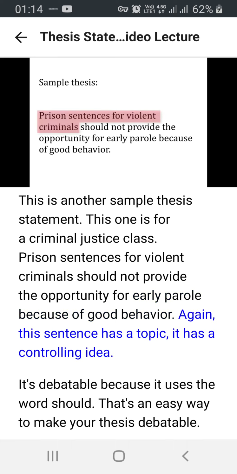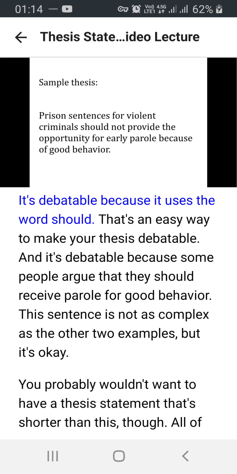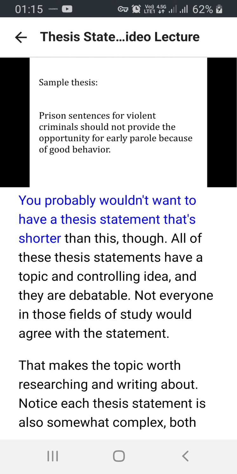Again, this sentence has a topic, it has a controlling idea, it's debatable because it uses the word should. That's an easy way to make your thesis debatable. And it's debatable because some people argue that they should receive parole for good behavior. This sentence is not as complex as the other two examples, but it's okay. You probably wouldn't want to have a thesis statement that's shorter than this, though.